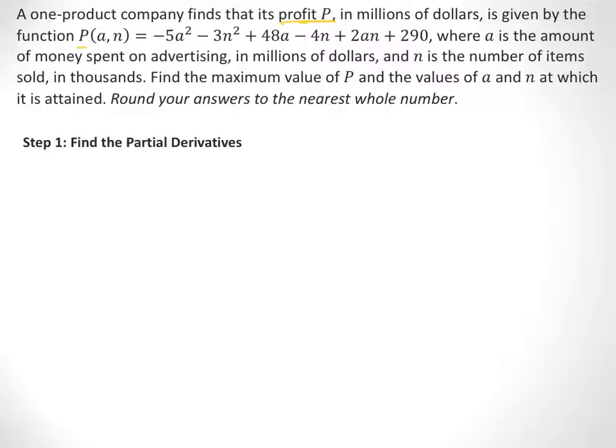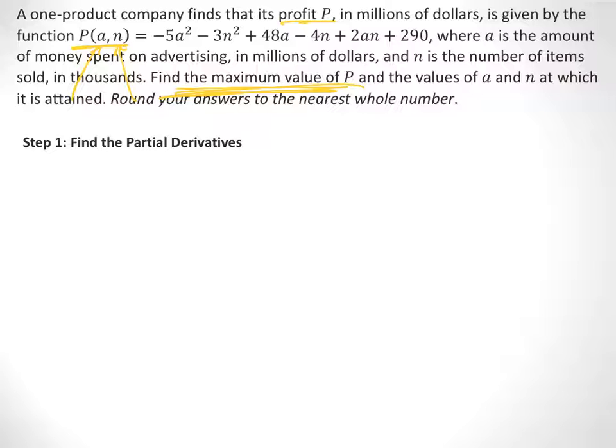Profit is P in millions. So this is profit in millions. A is the amount in advertising spent in millions. And N is the number of products that you are going to create and sell, and that's in thousands, so we've got to watch for that. We want to find the maximum value of P. And they give us P, so we just have to start working then.